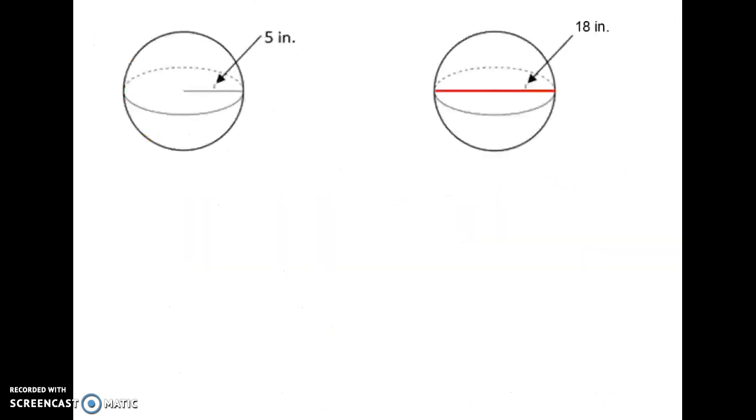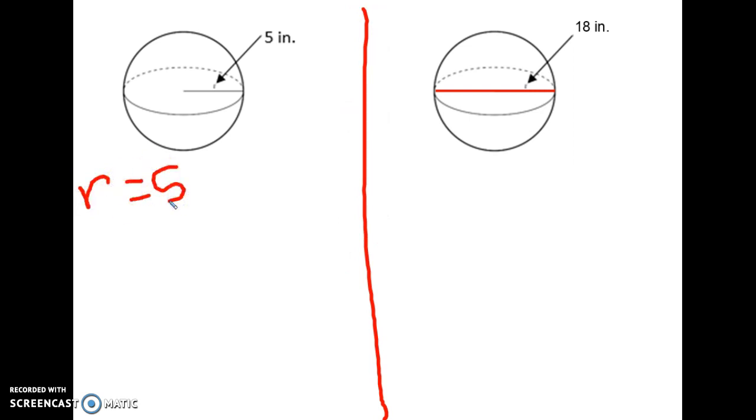Now, what do you do if the radius isn't given? So I've put a couple more examples on here. You're not going to flip your paper over to the back, but you can draw these pictures off to the side or just label them. So in our first example, we know our radius is 5. So that's pretty straightforward. Use 4/3 times pi times the radius, which is 5, cubed.